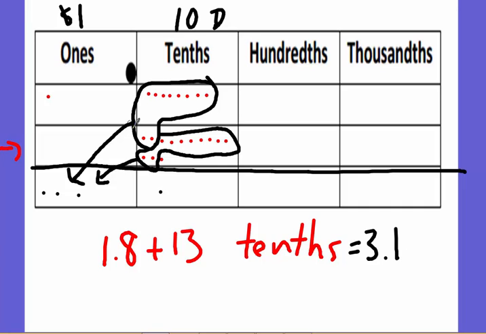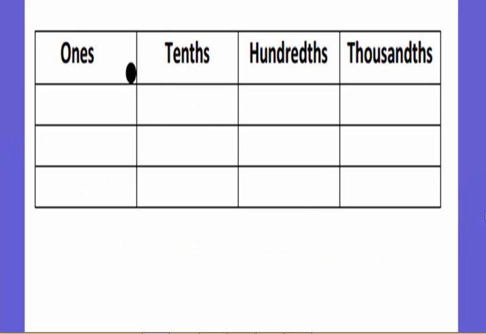Notice how when I regroup, I have to take 10 of them and move them to that next column. Alright, let's try another one. We have 100 800ths, so there's no "and" in there, so I'll write it out for us.